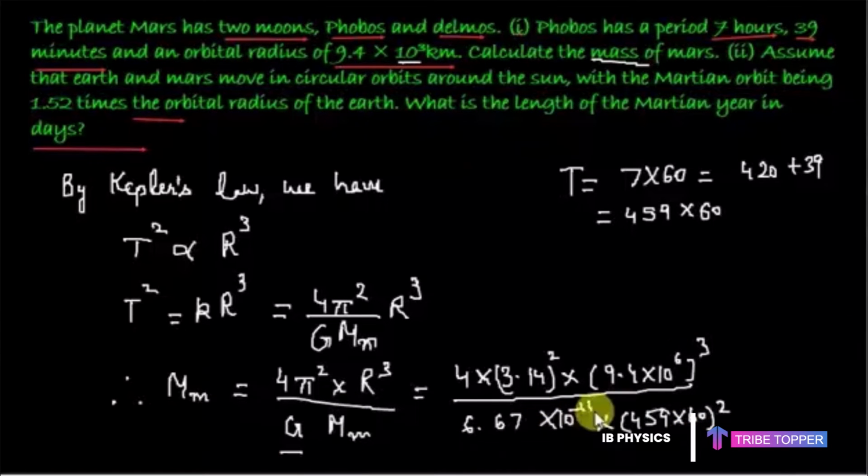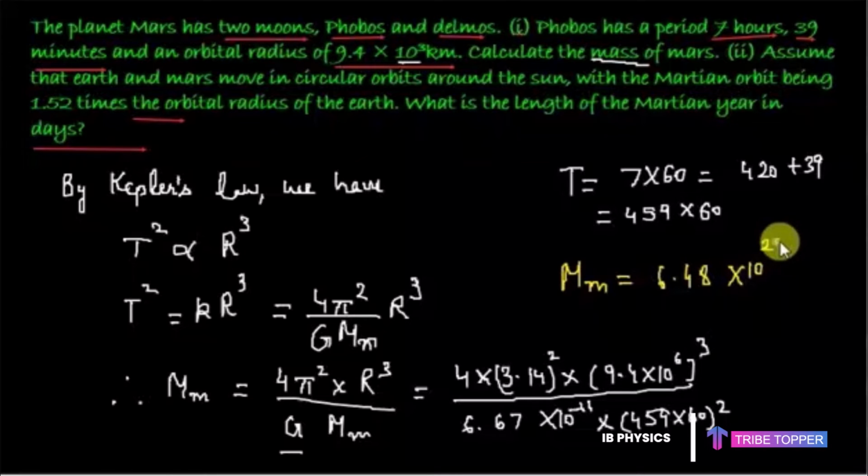And solving this by multiplication and then dividing the whole thing, on solving we get the mass of Mars as 6.48 times 10 to the power 23 kilograms. So we have found out the mass of Mars simply by applying Kepler's laws, and all the values are given to us, so you just have to put them correctly in correct units and you get your answer, M_M in kilograms.